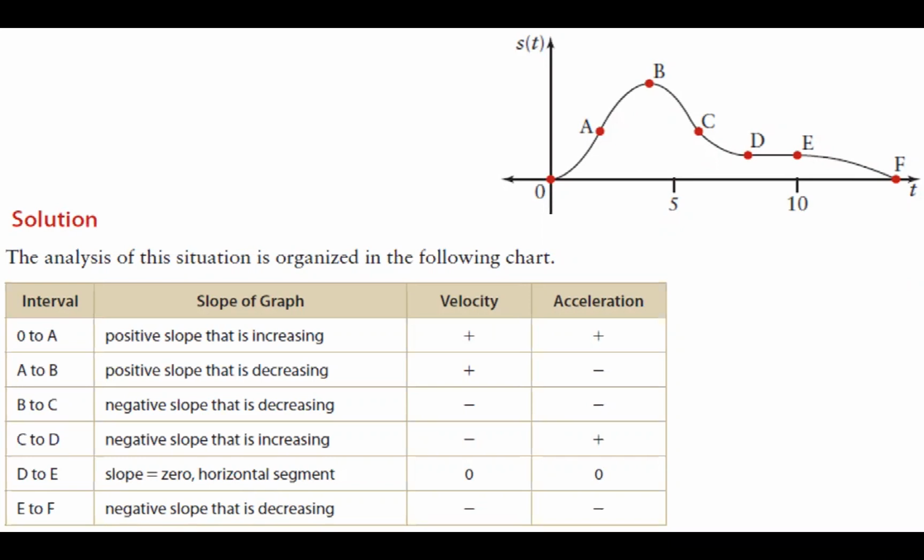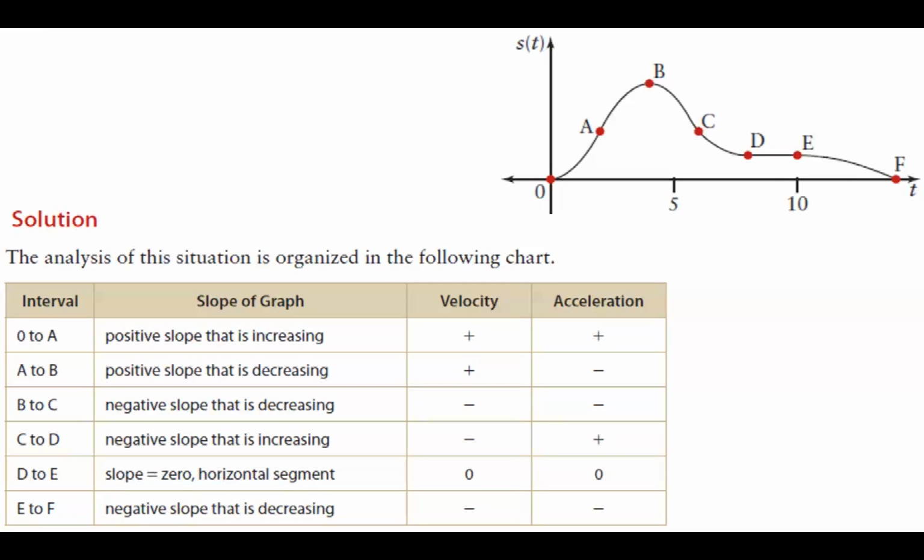So from 0 to A, we know the slope is always positive, right? And the slope is also increasing. That corresponds to the velocity being positive and the acceleration also positive. Second interval, A to B, the slope is still positive. That corresponds to positive velocity, but it is decreasing to 0 at B, right? Therefore, we know the acceleration is decreasing, a negative number.